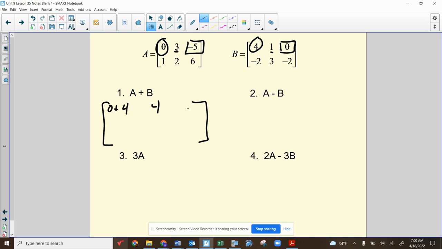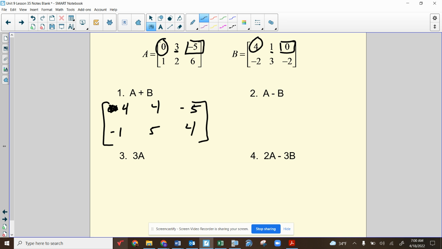So when they line up, the numbers that line up is what you're going to add and subtract. So 1 plus negative 2 or 1 minus 2 is negative 1. 2 plus 3 is 5. 6 plus negative 2 or 6 minus 2 is 4. Okay, and then this would obviously be 0 plus 4 is just 4.